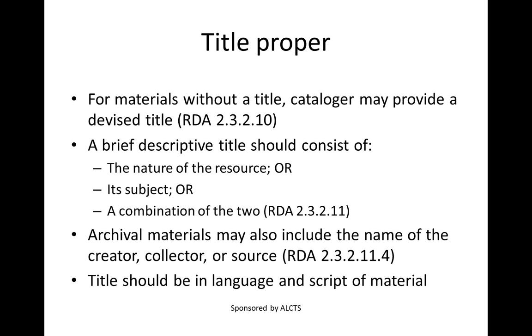For archival materials, RDA 2.3.2.11.4 calls for catalogers to record the name of the creator or the collector of the materials where appropriate, as well as part of the title. The RDA rules also call for the devised title to be in the language of the materials themselves, although there is an ALCTS approved option to use the language of the cataloging agency instead.